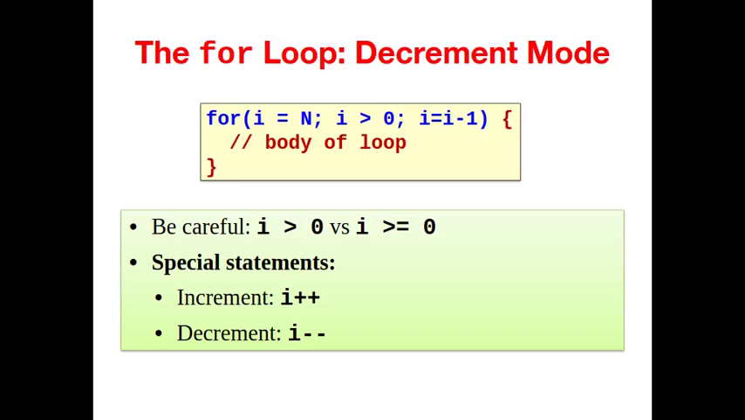C and C++ also provide the increment and decrement operators plus plus and minus minus. Thus, I equal to I plus 1 is equivalent to I plus plus and I equal to I minus 1 is equivalent to I minus minus.